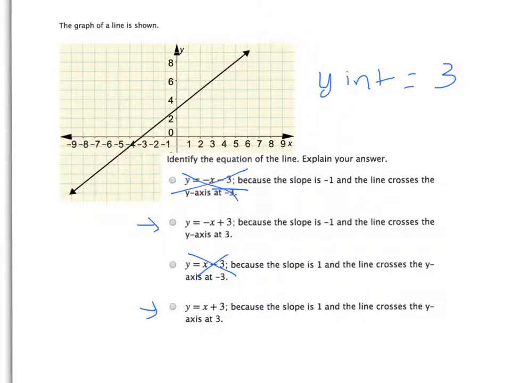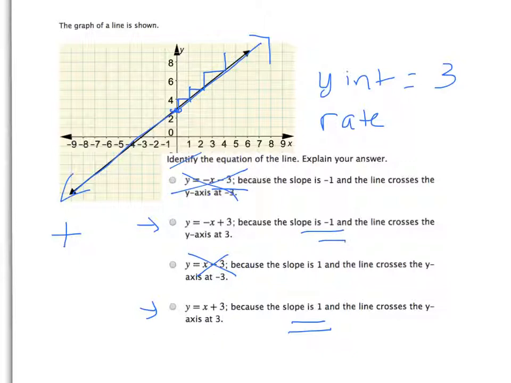Next, I'm going to look at my rate or my slope. So it is going up. So if it is going up, y is changing positive for every x. So that means my rate or my slope is going to be positive. And I can be more specific even. I can pick 2 points, up 1 over 1, up 1 over 1, or up 2 over 2, or up 3 over 3. Regardless, my slope is 1, not negative 1. If it was negative 1, it would be going downhill like that. So this would be my answer.